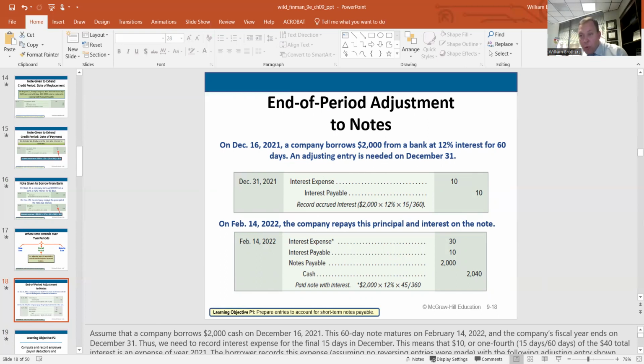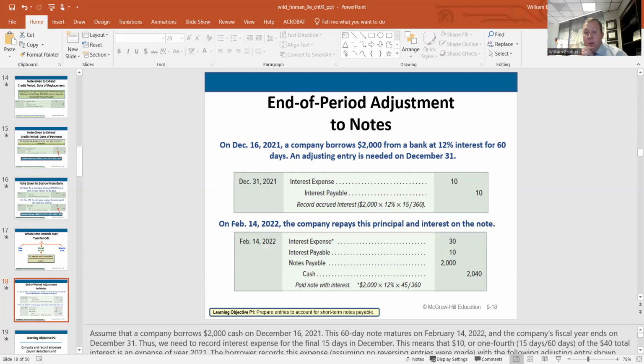The same thing will be true on revenue. We want to close that out cleanly. So what I'm going to do there is simply do the math, subtract 16 from 31, that's 15, and I'll run the same calculation. $2,000 times 12% times, in this case, 15 divided by 360. And that gives me interest expense of $10. That's what I will be recognizing as of December 31st.